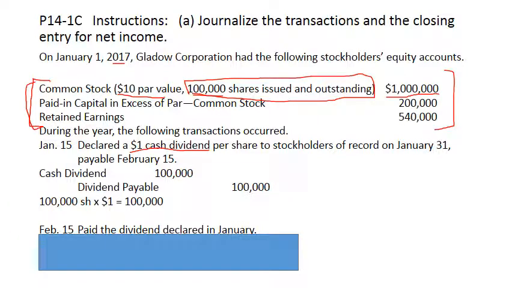So it will be a debit to cash dividend. This is the account that actually will be closed to retained earnings, and then a credit to dividend payable, because at the point in time that the dividend is declared, a liability, a payable account, is set up because we have an obligation to make the payment.